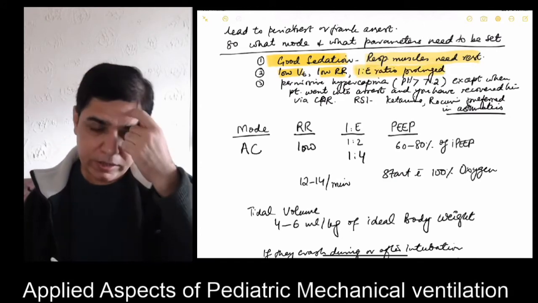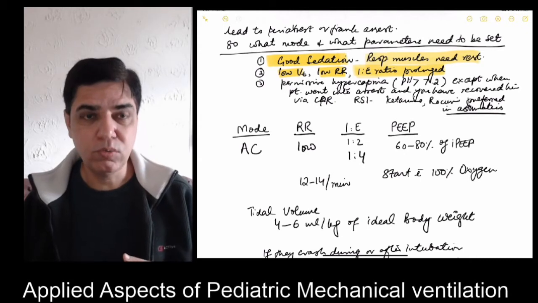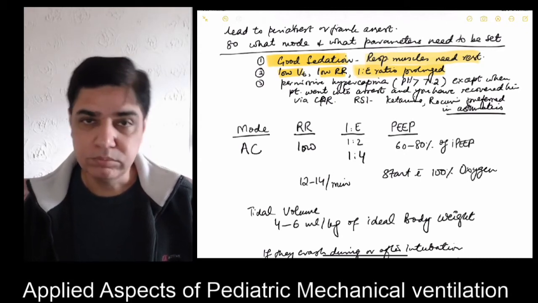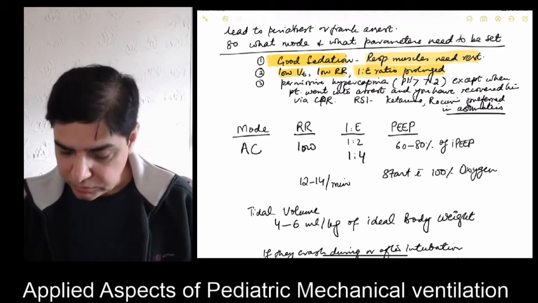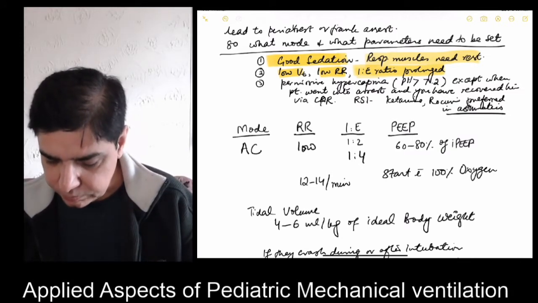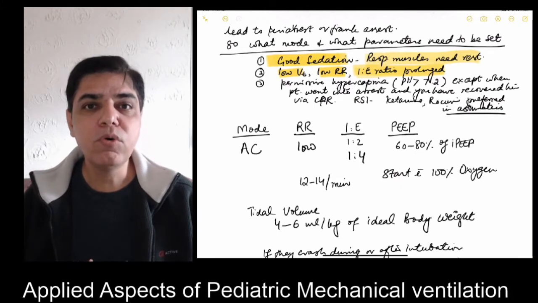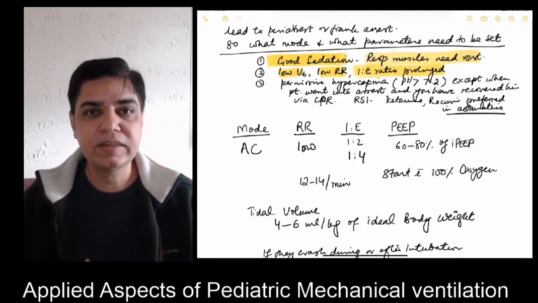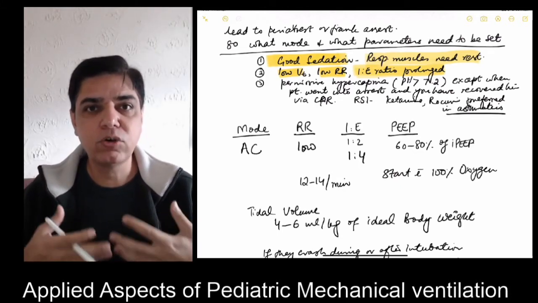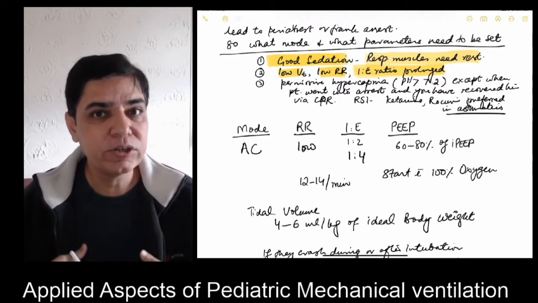Now, normally the IE ratio can be set to 1 to 2. Sometimes we even keep it at 1 to 3. But in case of asthmatic patients, it should always be increased because you want more time for expiration, so that the air which is trapped, and on top of it the air that you are giving through mechanical ventilation, should come out.